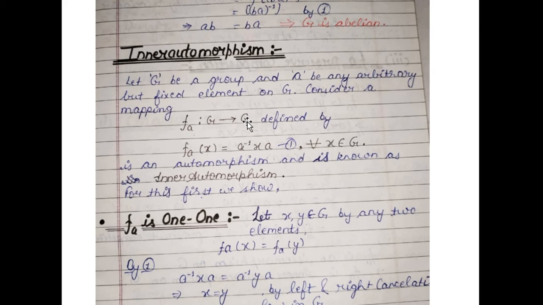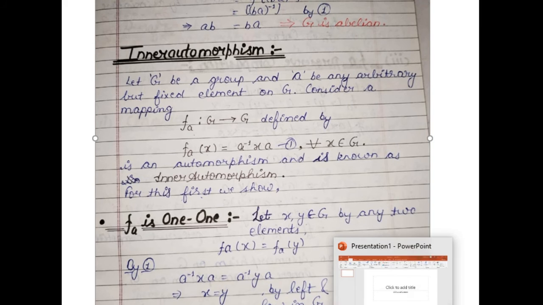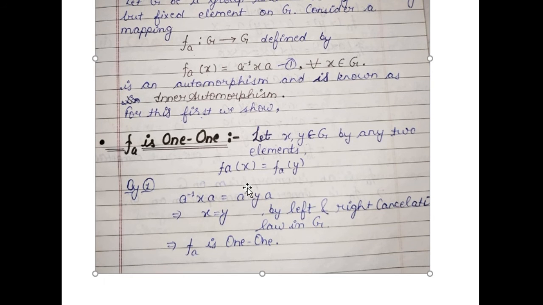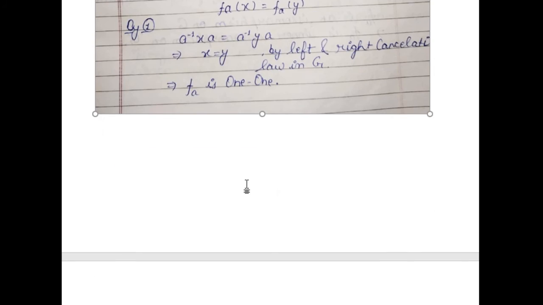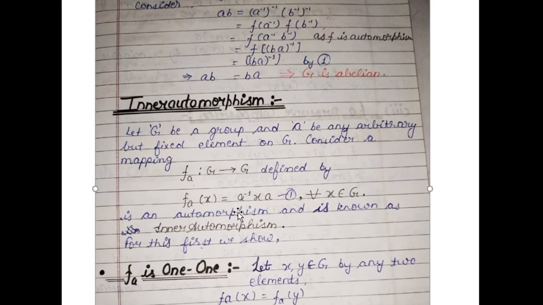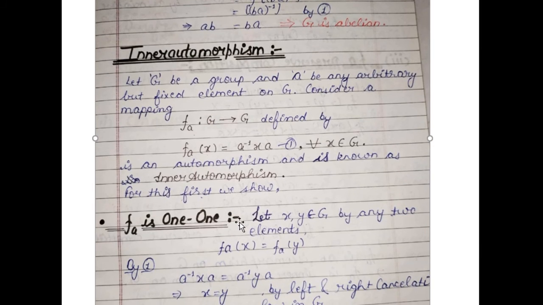So this mapping is an automorphism, and this type of automorphism over a fixed element of group G is called an inner automorphism. First we show this mapping is an automorphism, and for that we have to show that this mapping is an isomorphism. To prove this mapping is an isomorphism, we have to show F_A is 1-1, onto, and composition preserving. So first we show F_A is 1-1.